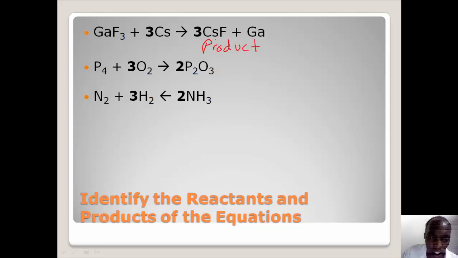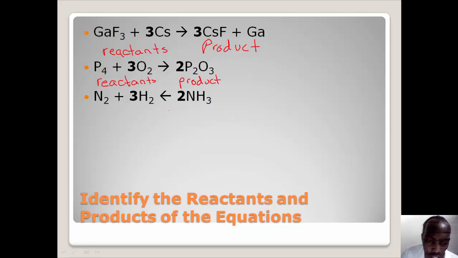Alright, and that means that this side then is the reactants, because the arrow points away from the reactants. Same here. The arrow is showing us the flow of the equation, so we know that this side is the reactants because it goes from reactants to product, and this side is the product.